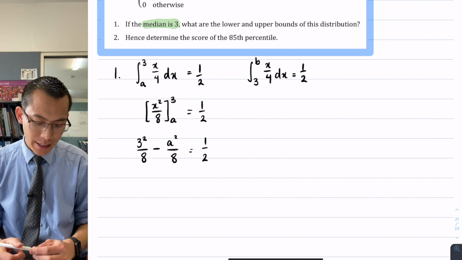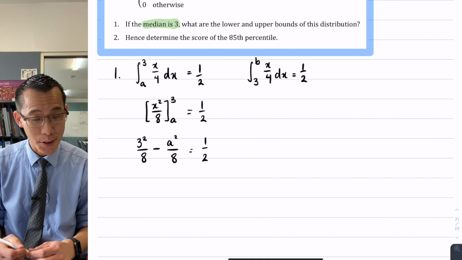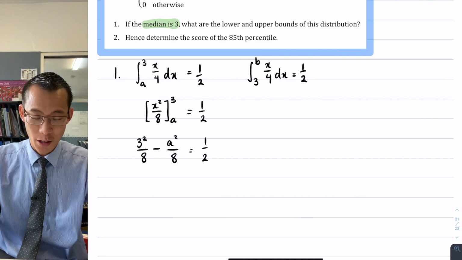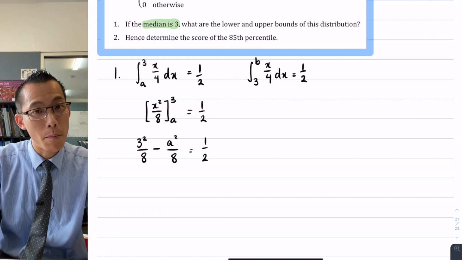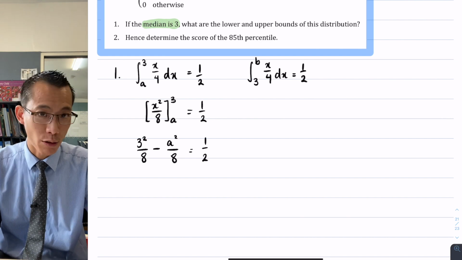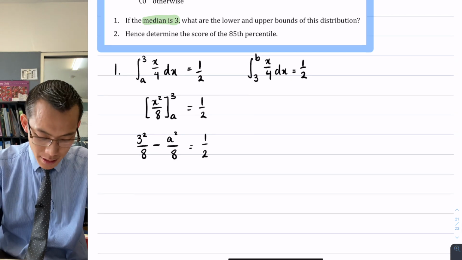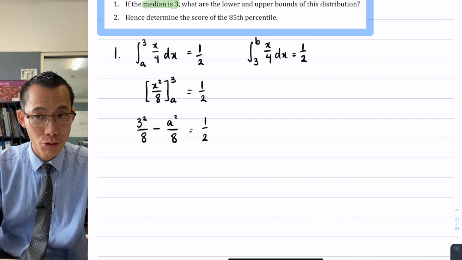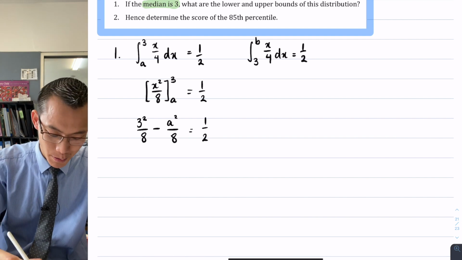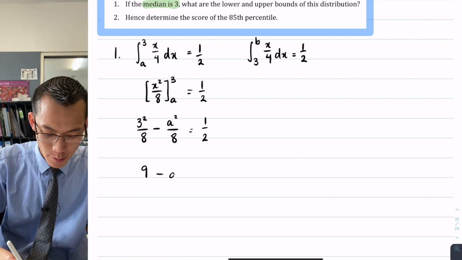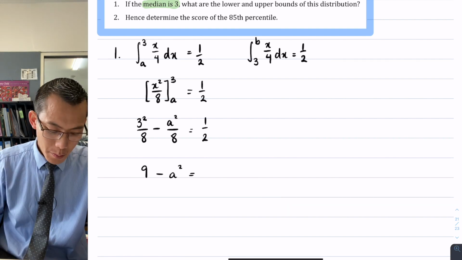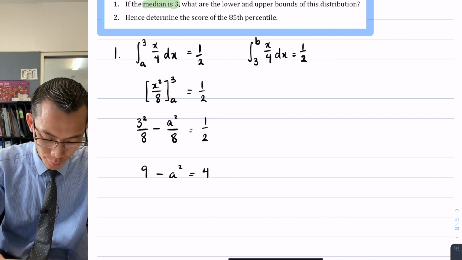I instinctively dislike the fact that there are so many fractions around, so I'm just trying to reduce my cognitive load a little bit. So I'm going to multiply everything through by the lowest common multiple of all these denominators. That'll get rid of all the fractions for me. So in this case, lowest common multiple of 8 and 2 is 8. So I'll multiply through by that. That leaves me with 3 squared, or 9 over there. Leaves me with an a squared here. And 8 lots of a half is 4.